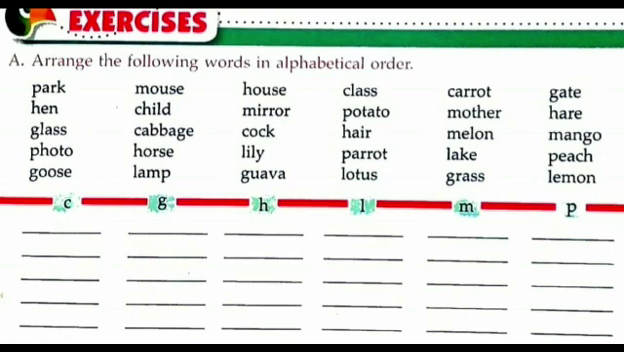In the same way, the words that start with G have to be written separately under the G column. Then in the H column, the words that start with H. In the L column, the words that start with L. In the M column, the words that start with M. And in the P column, the words that start with P. So you have to arrange these words in alphabetical order.